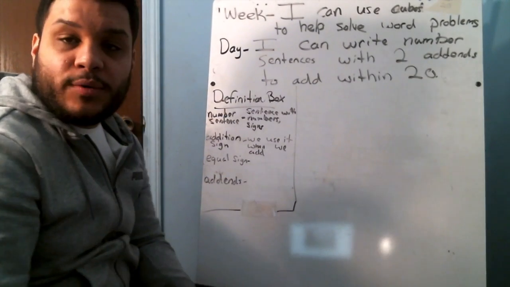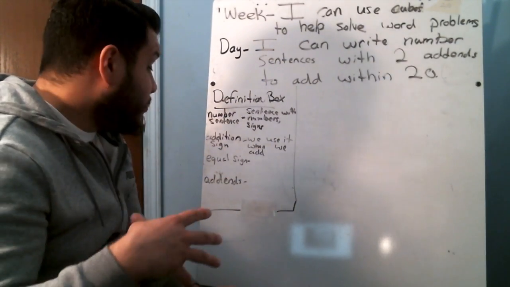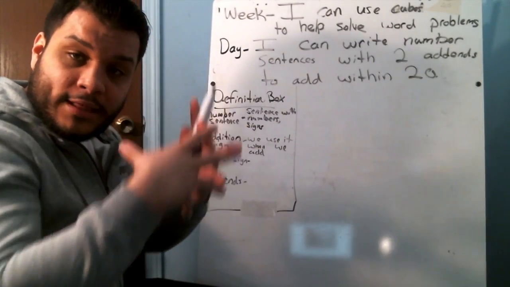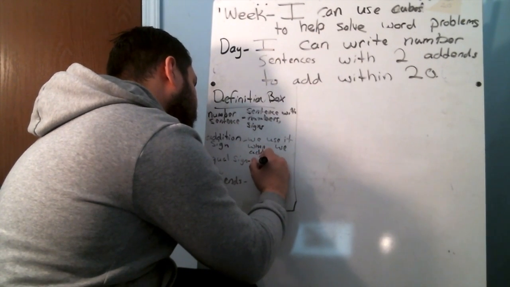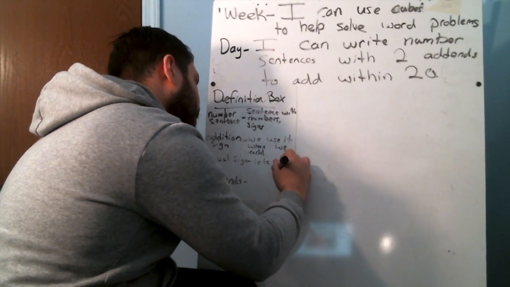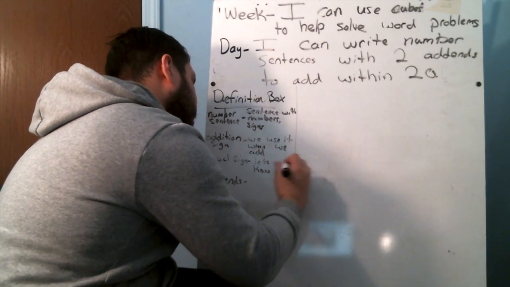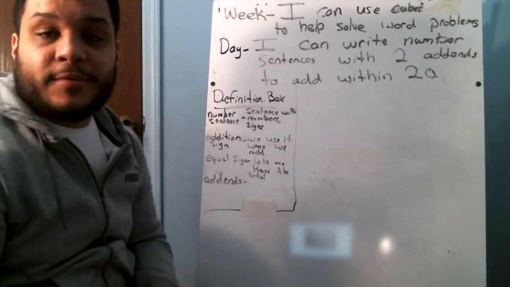What is my equal sign? My equal sign lets me know what those 2 numbers are when they're together. So it's usually lets me know the total. Lets me know the total.